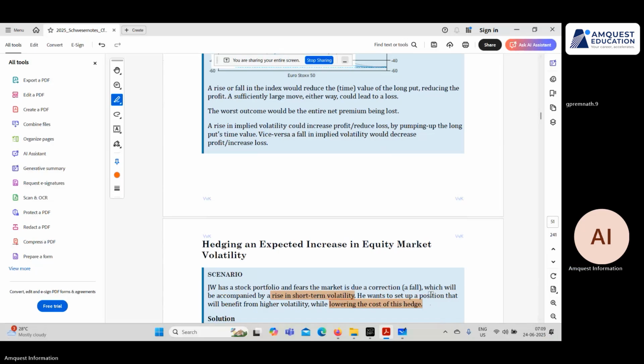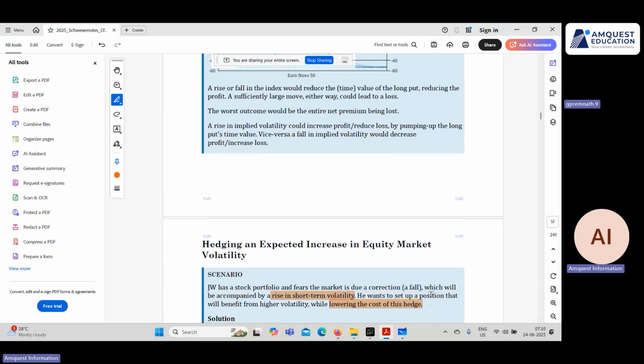Okay. So the price might also increase, right? Which will be accompanied by short-term volatility. He wants to set up a position that will benefit from the higher volatility by lowering the cost of the hedge. If you buy a put, then when the price reduces, you can safeguard your position that way.